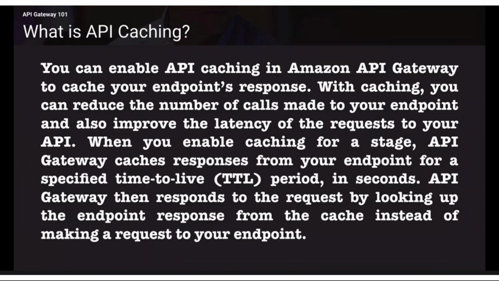When you enable caching for a stage, API Gateway caches the response from your endpoint for a specified time to live. So there is a specific TTL period that they are going to define. Any request that comes through the API gateway gets cached on that specific API gateway for a certain period of time, which is called TTL. API Gateway then responds to the request by looking at the cache instead of making a request to your endpoint.